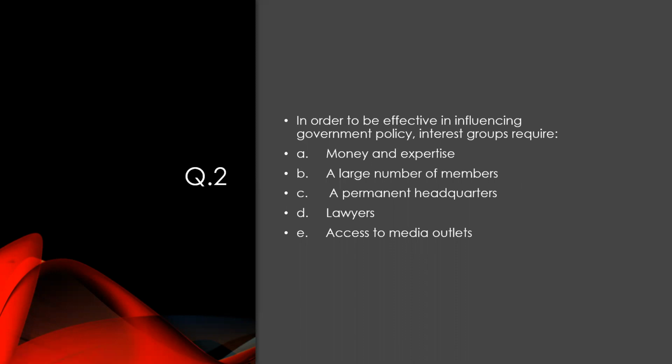In order to be effective in influencing government policy, an interest group requires money and expertise, a large number of members, a permanent headquarters, lawyers, or access to media outlets? Yes, the correct answer is A, because without money and expertise, you can't influence it.